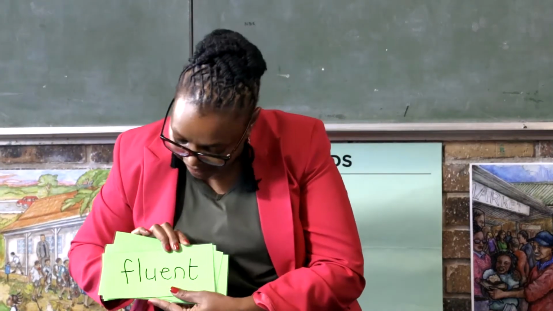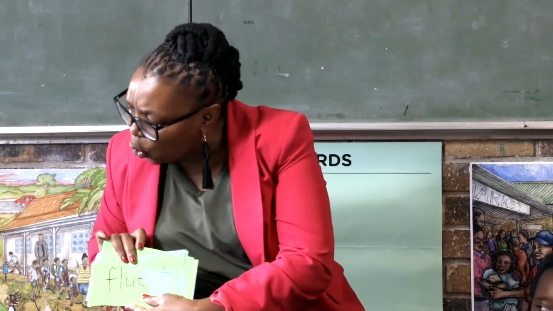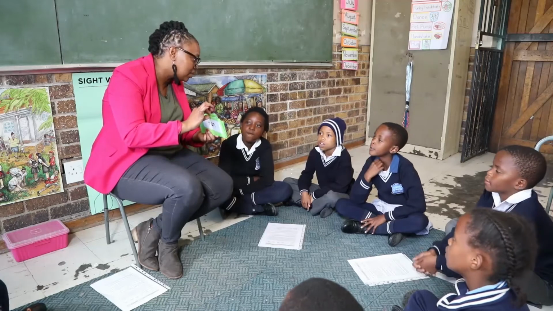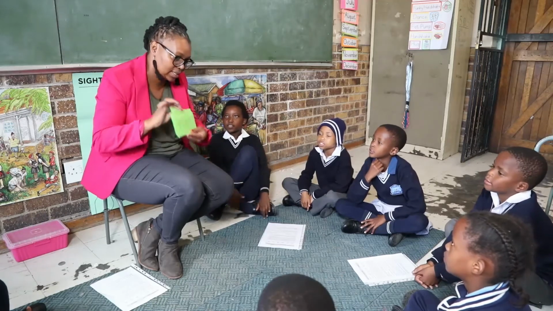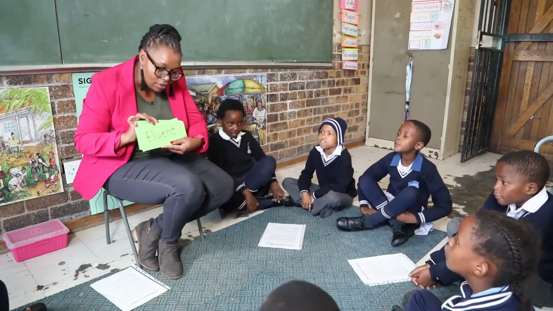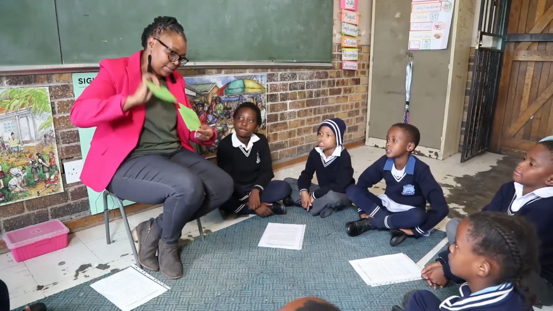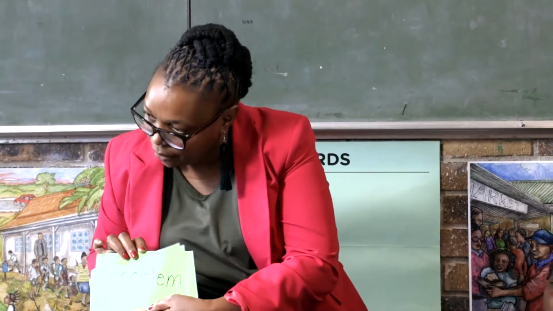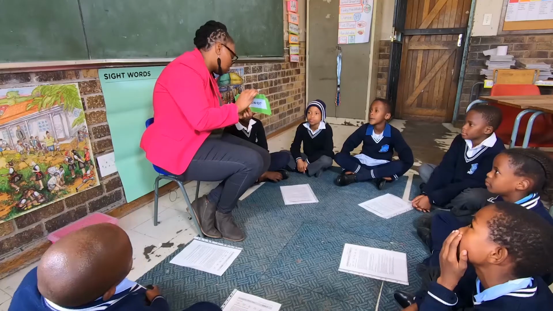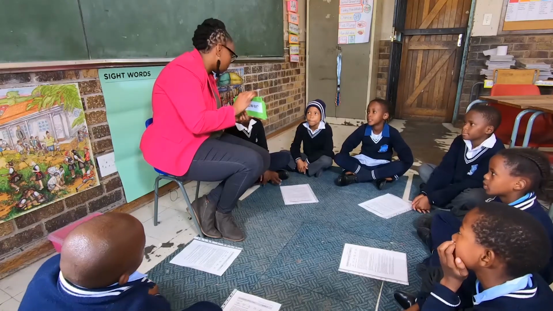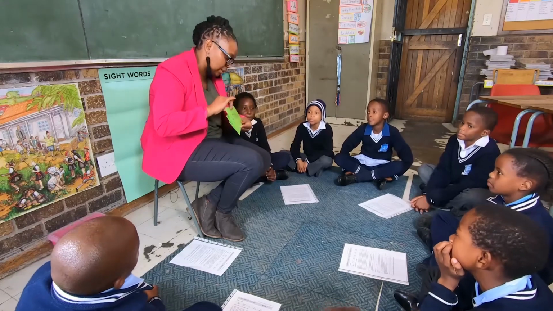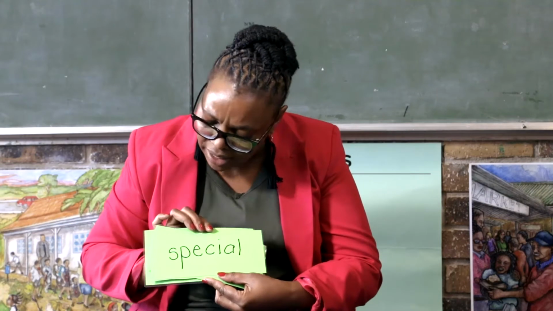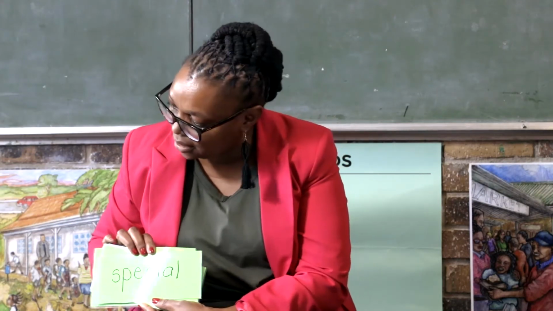Now, the next one here is fluent. Let's read the word. Fluent. Look at the word. Fluent. Do you want to look at it again? Fluent. Right. The next word is problem. Problem. Okay. Let's say it, all of us. Problem. Good. Very good.